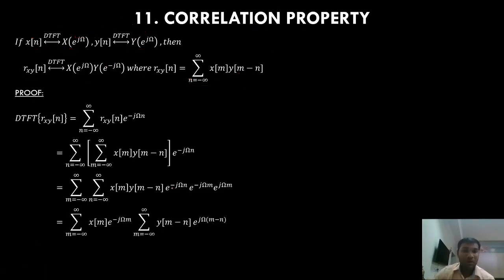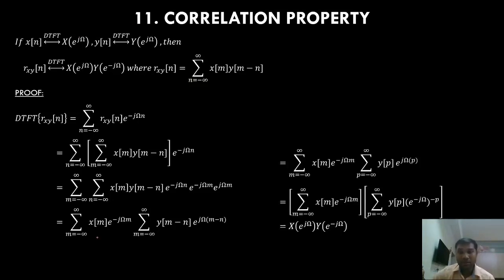If you continue in the same manner as the convolution proof, we will arrive at this DTFT, right? So DTFT of correlation of two signals x and y is DTFT of x of n, that is x of e power j omega, multiplied with the time reversal of y of n, right? Y of e power minus j omega.